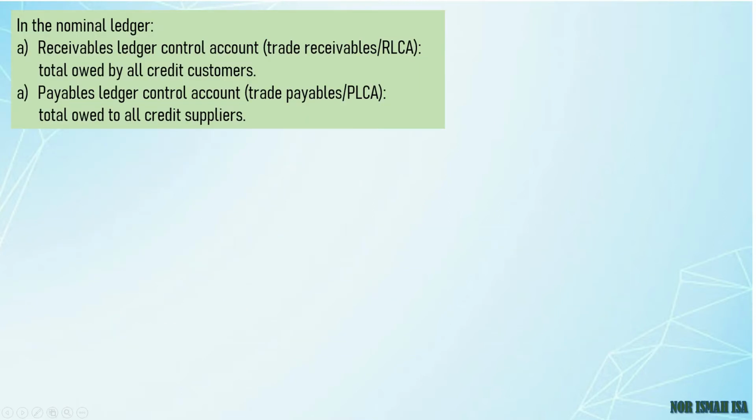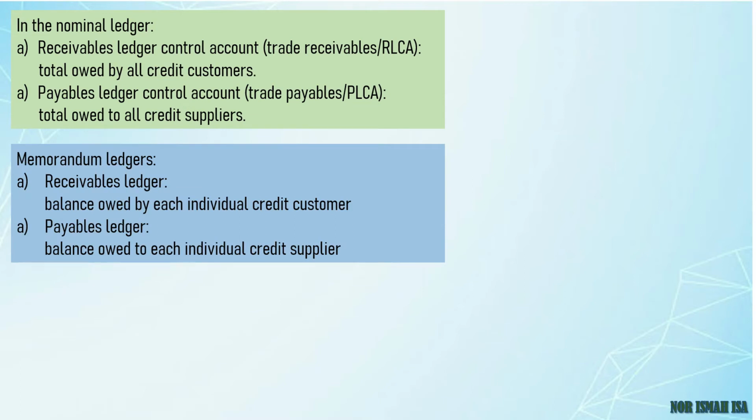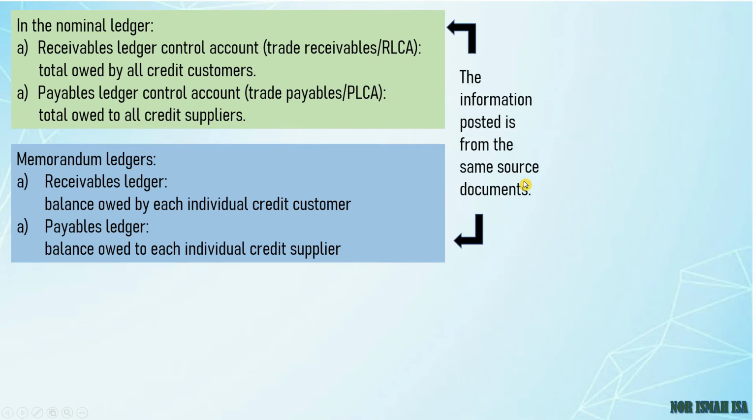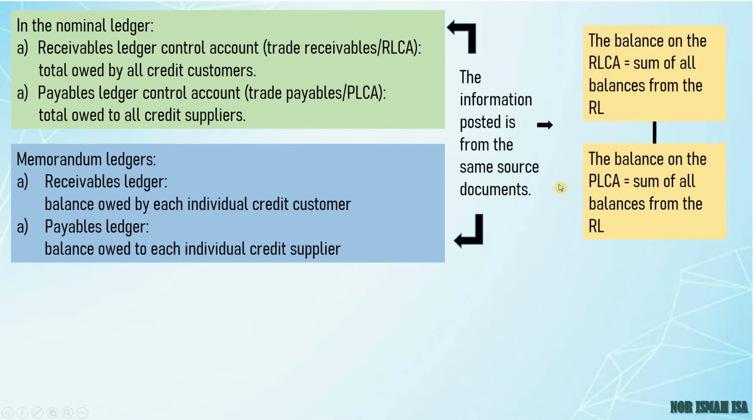As I mentioned to you, we have two accounts related to receivable and payable in the nominal ledger, which are the receivable ledger control account and the payable ledger control account, whereas in the memorandum ledger we have the receivable ledgers and payable ledgers. The information posted in the nominal and memorandum ledgers is from the same source document, as I showed in the diagram before.